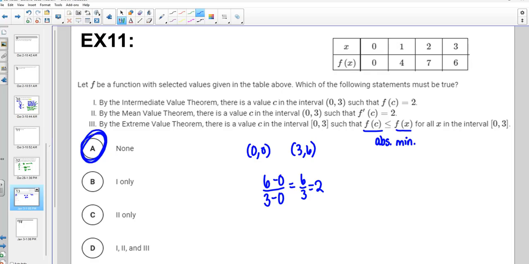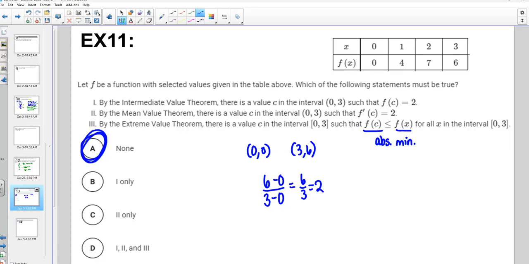None of those have to be true because all you have are points. Nothing there tells you that it's continuous. For mean value theorem, it would also have to be differentiable. For 1 and 3, it would only have to be continuous. They could give you the same thing and tell you that it's continuous, but nothing about differentiability, and then you could say 1 and 3 would have to be true. But they don't give you any of that, so it has to be A.